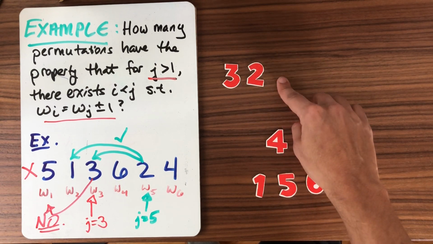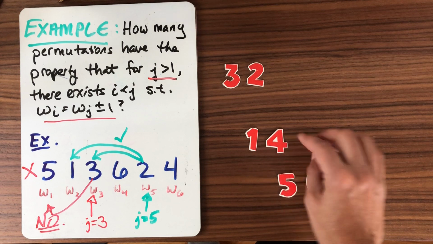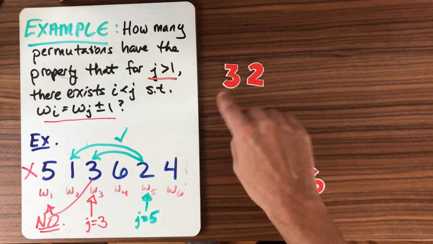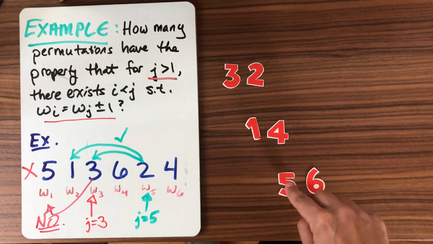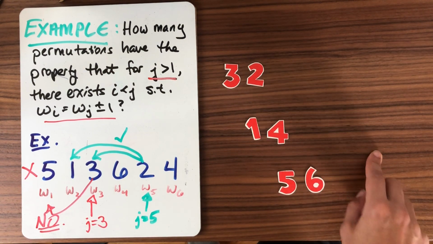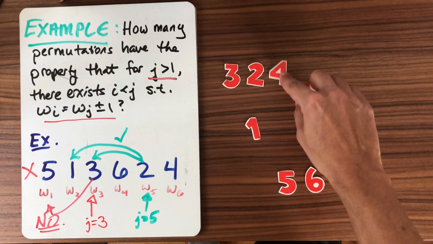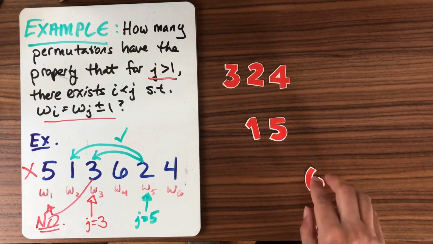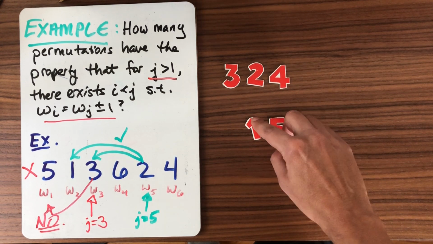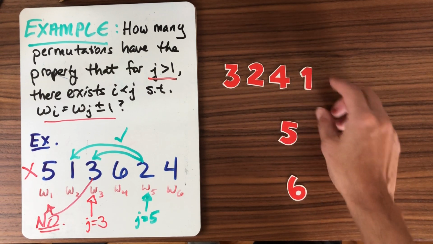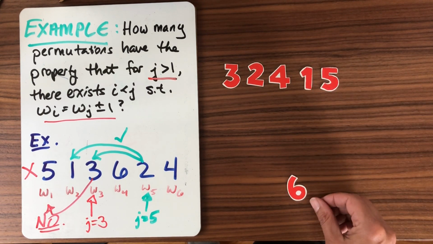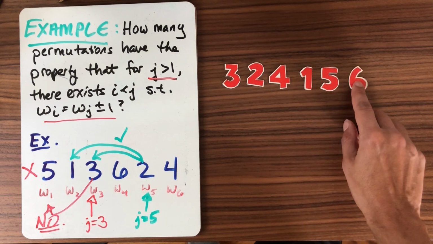Okay, now what comes next? Well, now I could put the 1 or the 4, because that's it. I can't just go and put the 5 or the 6 because they wouldn't satisfy the property. Okay, so maybe I'll put the 4. Okay, now I could put the 1 or the 5. Cool. So maybe I'll put the 1. And now what do I have to do? Well, now I'd have to put the 5. Okay. And now what do I put? Well, now I can put the 6.